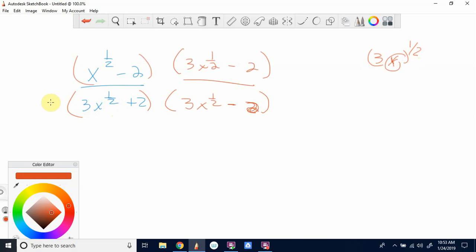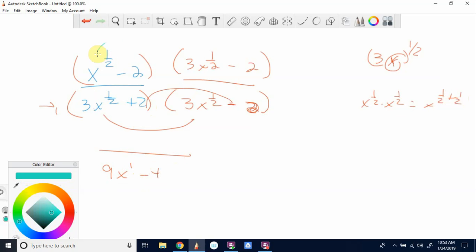So we have two terms. So we know that these are conjugates. So for the denominator, we're just going to do first times first. So 3 times 3 is 9. x to the 1/2 times x to the 1/2 equals x to the 1/2 plus 1/2, the product rule, which is x to the first. And then last times last, which is minus 4. They're not like terms, that's as far as you can go.